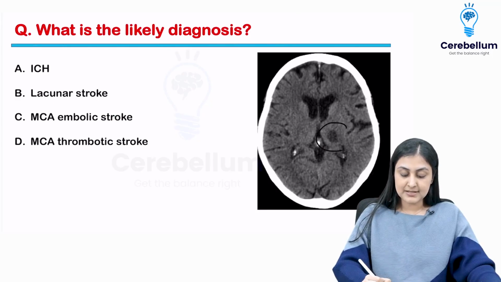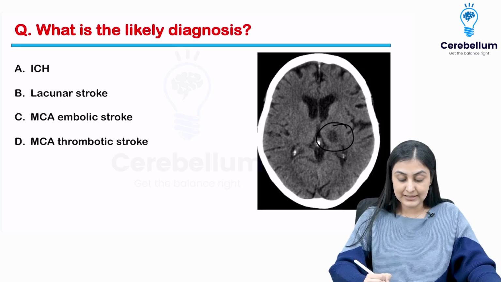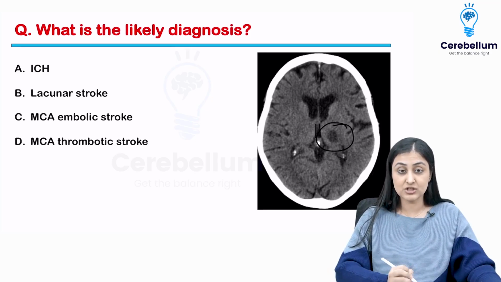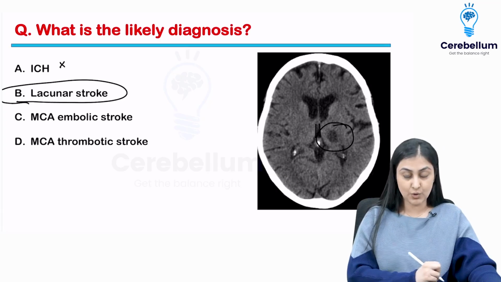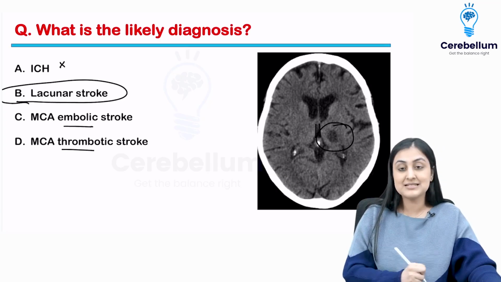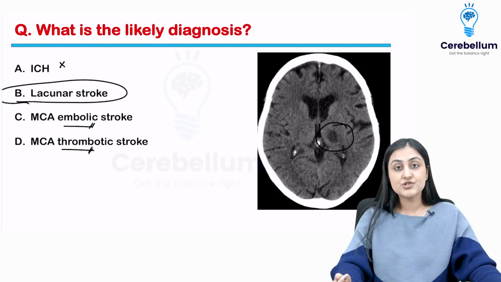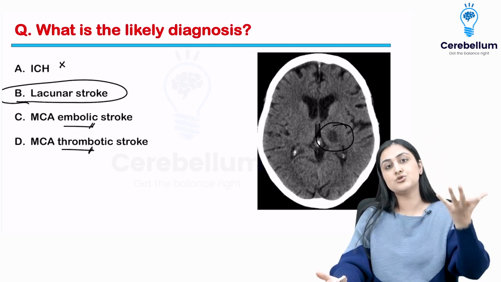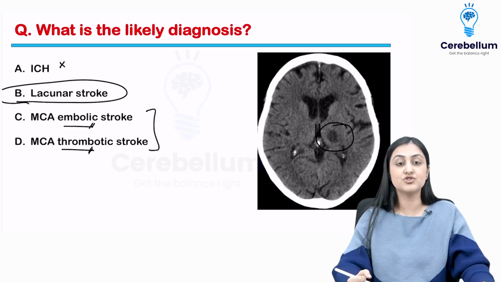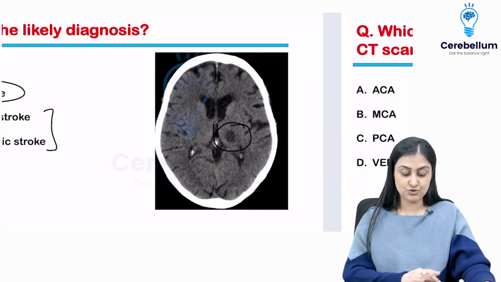So you can see that there is the hypodensity here, which is a small volume hypodensity in the thalamus, right? On the two sides of the third ventricle, we have the thalamus. This small volume stroke is a lacunar stroke. This is not hyperdense, so this is not hemorrhage, and the MCA territory is not involved. And also, can you distinguish embolic versus thrombotic stroke on imaging? Not really, okay? So you can anyways rule these options out that we cannot distinguish them. So both of them must be wrong, okay? So this is a lacunar stroke.